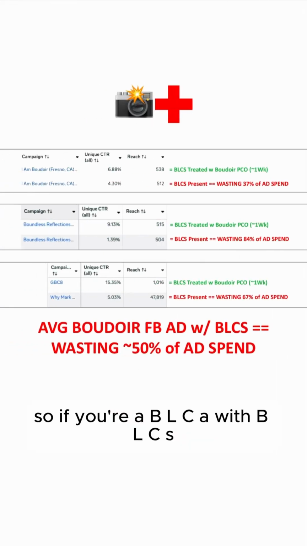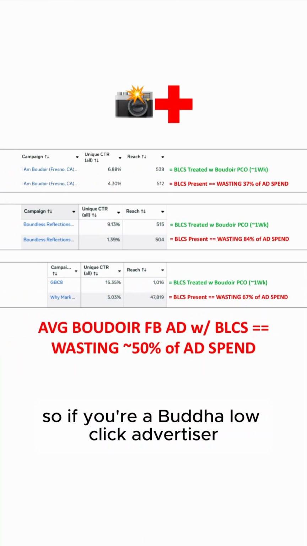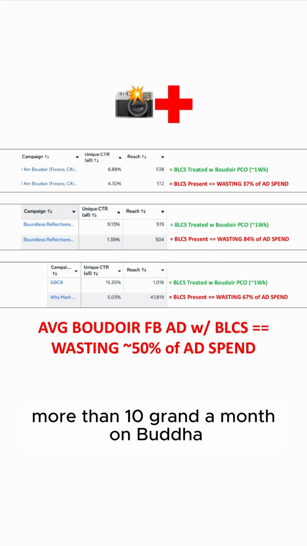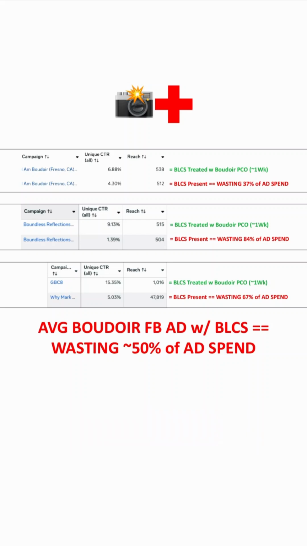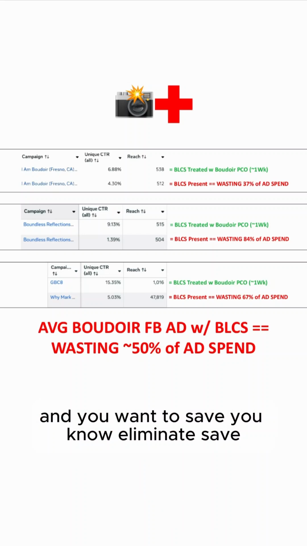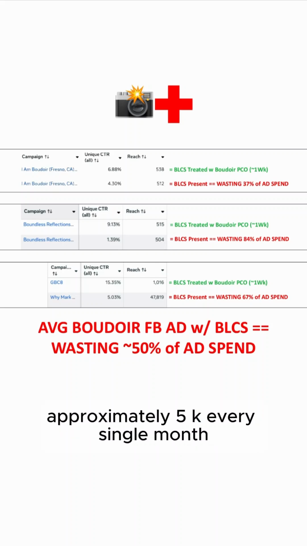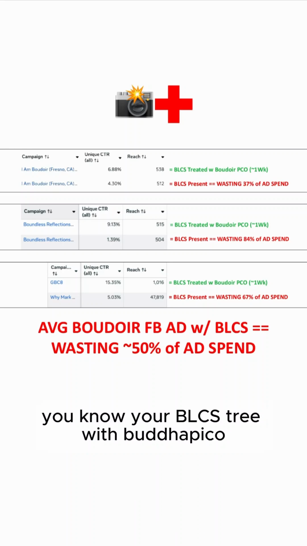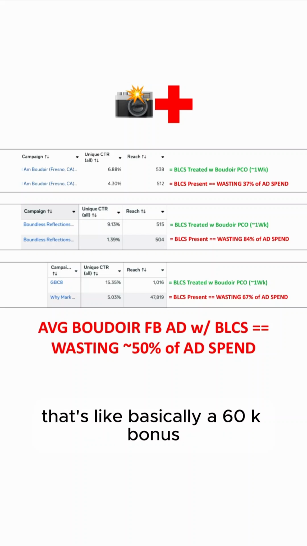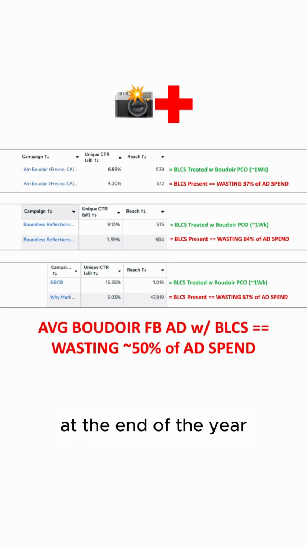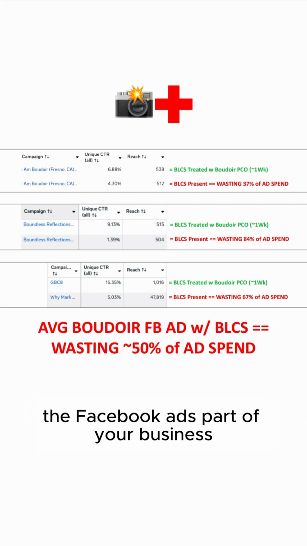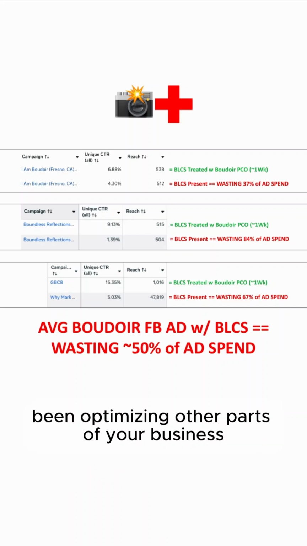So if you're a BLCA with BLCS, so if you're a boudoir low-click advertiser with boudoir low-click syndrome, and you're spending more than 10 grand a month on boudoir Facebook ads, and you want to save, eliminate, save, put back in your pocket approximately 5K every single month, basically like a phantom bonus by fixing your BLCS trio with Boudoir Pico. That's like basically a 60K bonus at the end of the year. And you decide you want to pull this profit out of the Facebook ads part of your business because you've been optimizing other parts of your business.